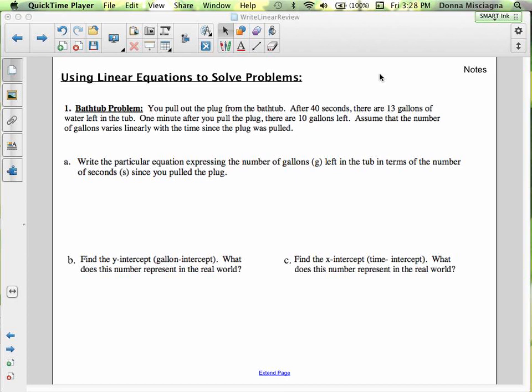Bathtub problem. You pull out the plug from the bathtub. After 40 seconds, there are 13 gallons of water left in the tub. 1 minute after you pull the plug, there are 10 gallons left. Assume gallons varies linearly with the time since the plug was pulled.